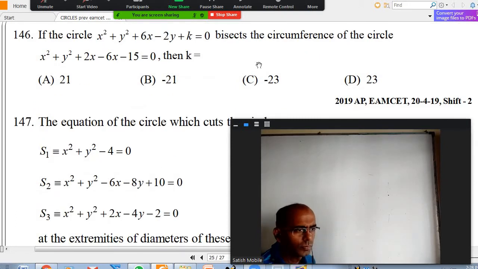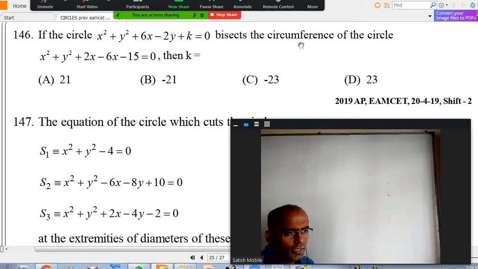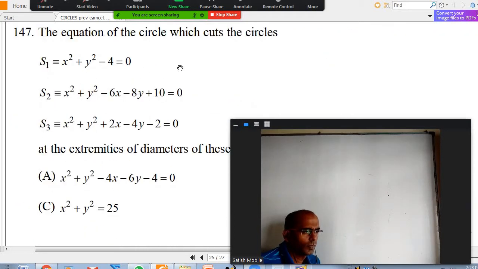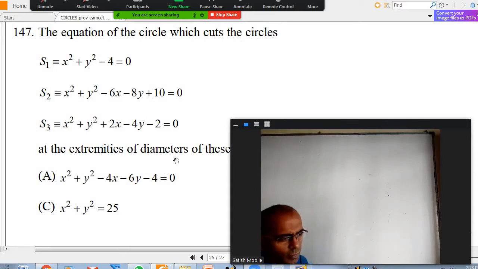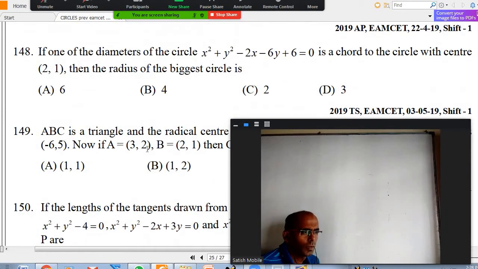146. Any doubt? This you can easily check. Subtract these, you will get a line, and that should pass through the center of the second circle. You will directly get here. This also is indirectly bisecting the circumference. Okay, 148 or 149. Any doubt, anybody?